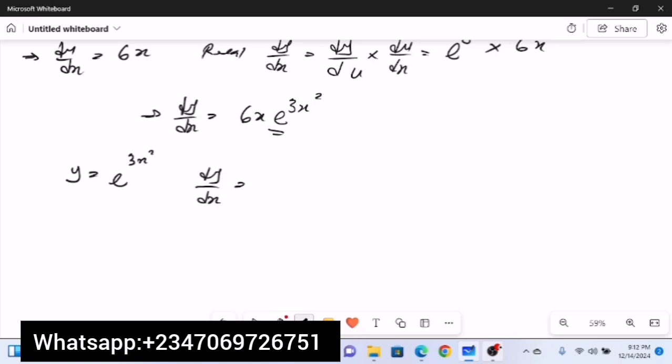In this case now, the power of this exponential function is what? 3x squared. If I differentiate this power, I will simply have what? 6x. So you use this 6x to multiply what? The exponential function itself. So exponential 3x squared. So the result is simply what? 6x exponential 3x squared, which is the same thing as what we obtained when we use the chain rule.